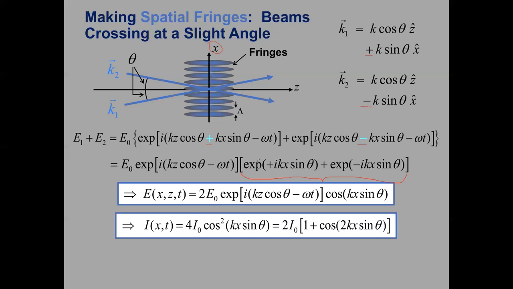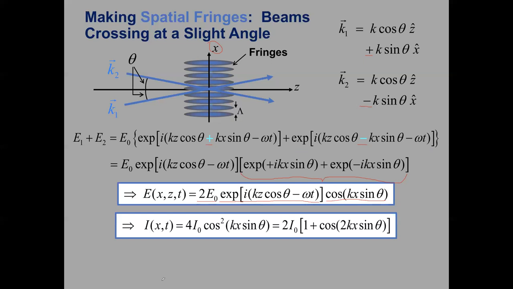We could actually rewrite that as a cosine: cosine of kx times sine of theta. So it's a cosine of the sine of the angle our two beams come in at. So this is our total electric field. Our intensity is proportional to the electric field squared. So if we square everything here, the exponential multiplied by its complex conjugate cancels out. But this term gives us a cosine squared. And this gives us 4 I naught.